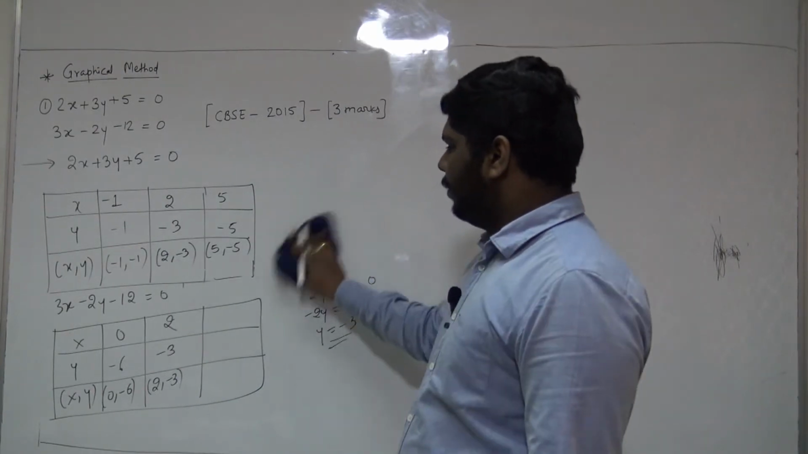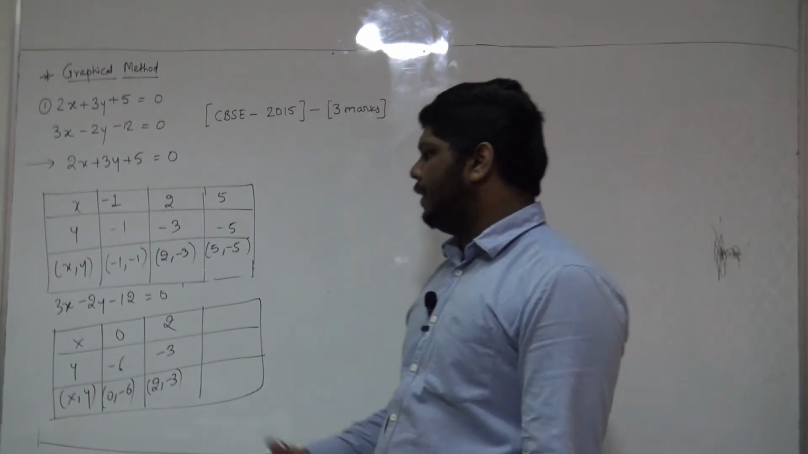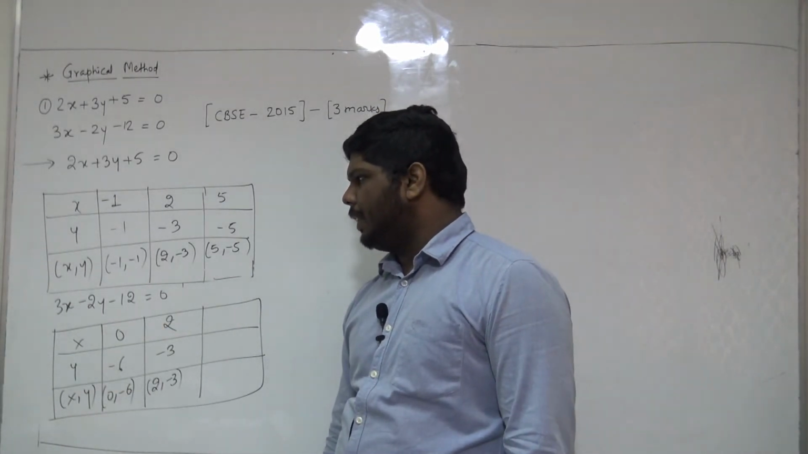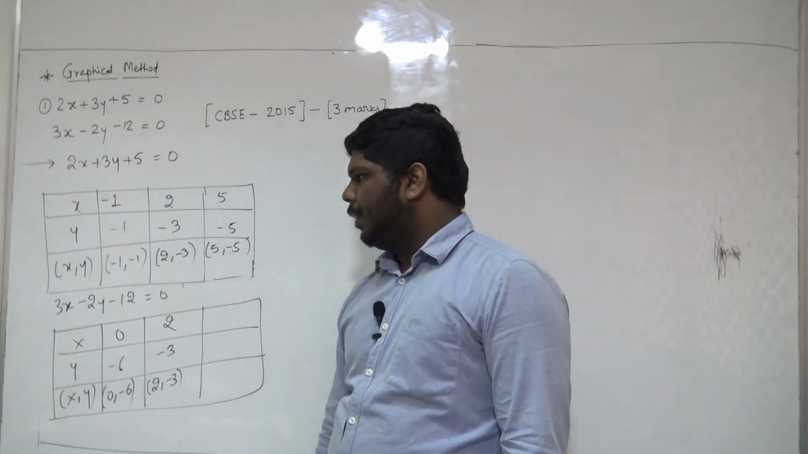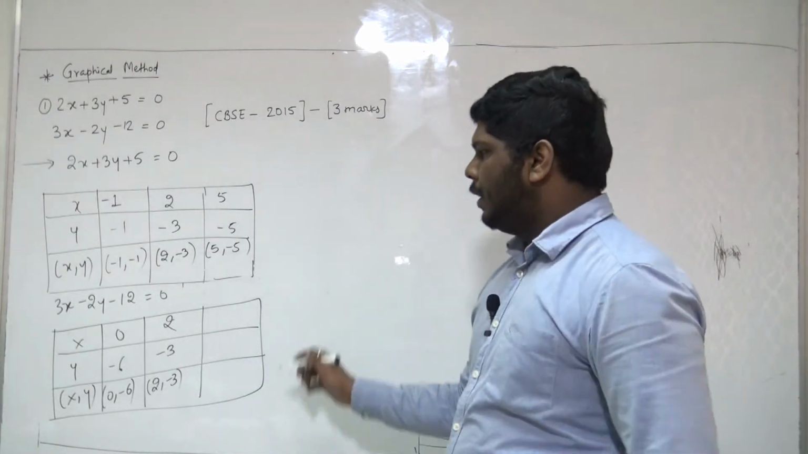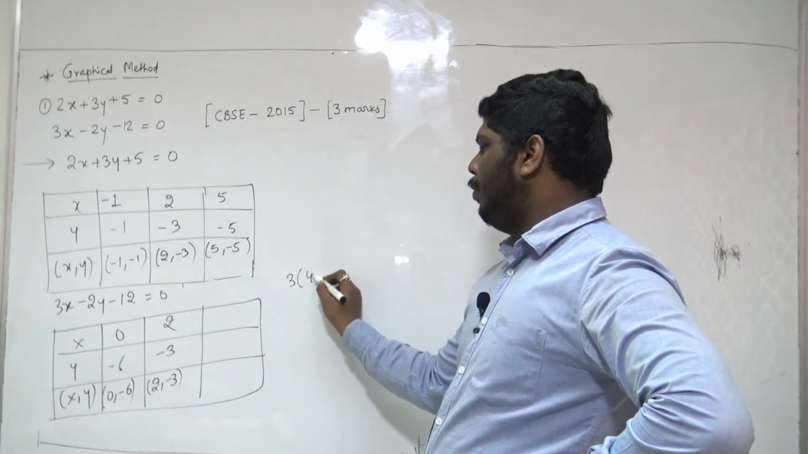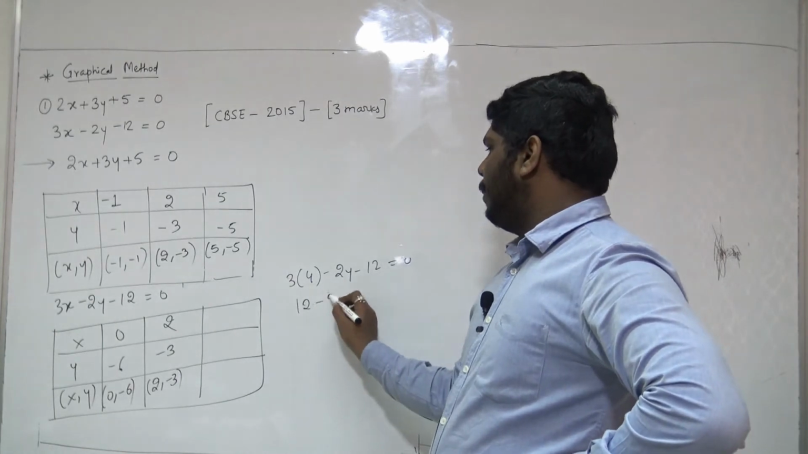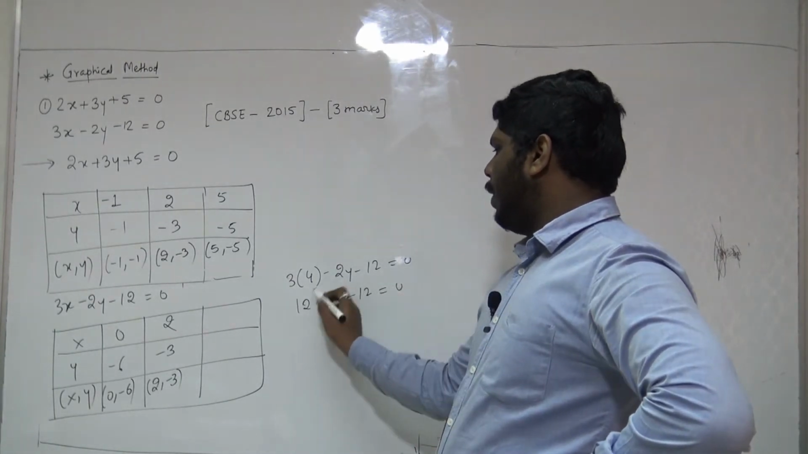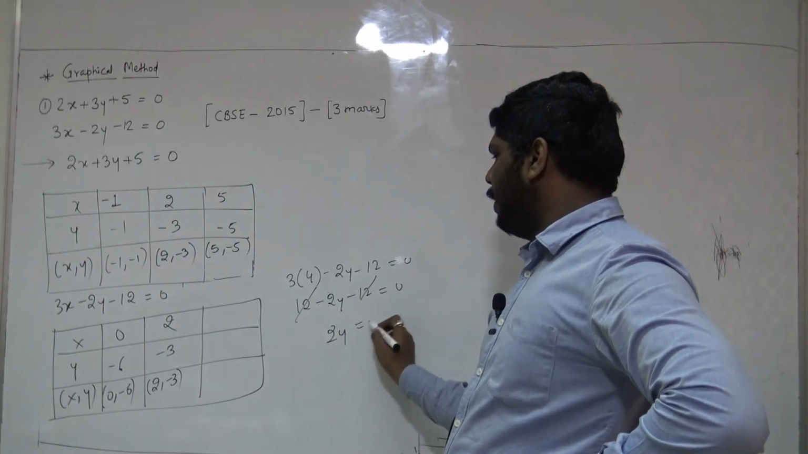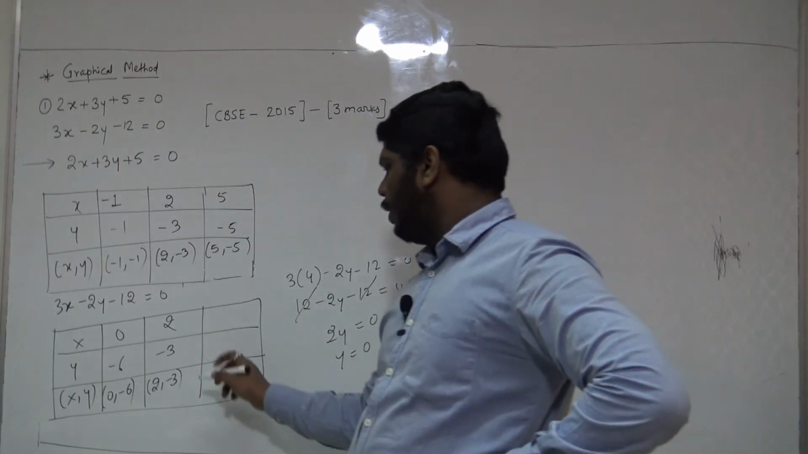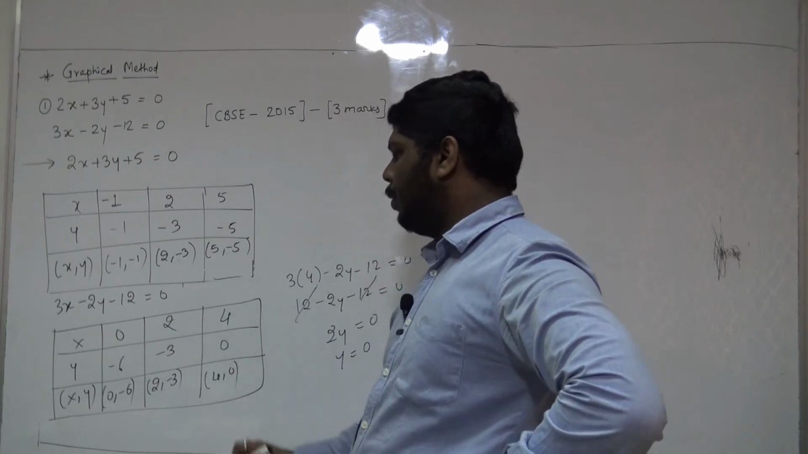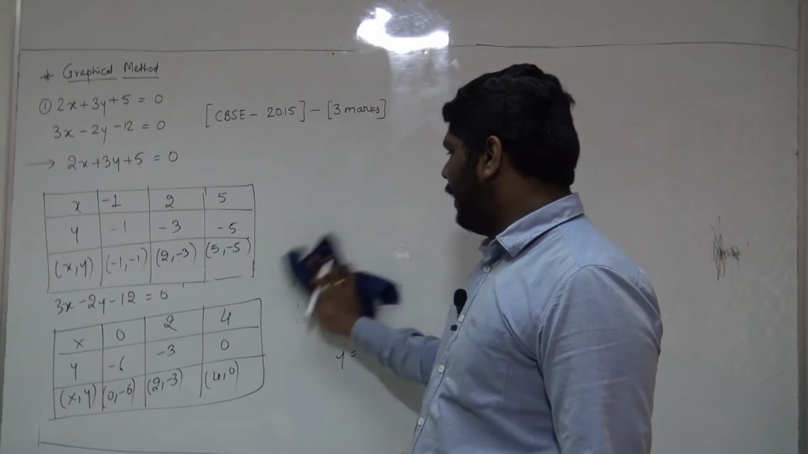And for the last value, let us say the value of x, you can take 5 or 6. You can take 4 also, right? Suppose the value of x is 4, so 3 into 4 minus 2y minus 12 is 0. 3 into 4 is 12, minus 2y minus 12 is 0. So 12 minus 12 is gone. 2y is equal to 0, which means the value of y will also be 0. It means if x is 4, y will be 0, and the point will become 4 comma 0. So these are the two tables that are ready.